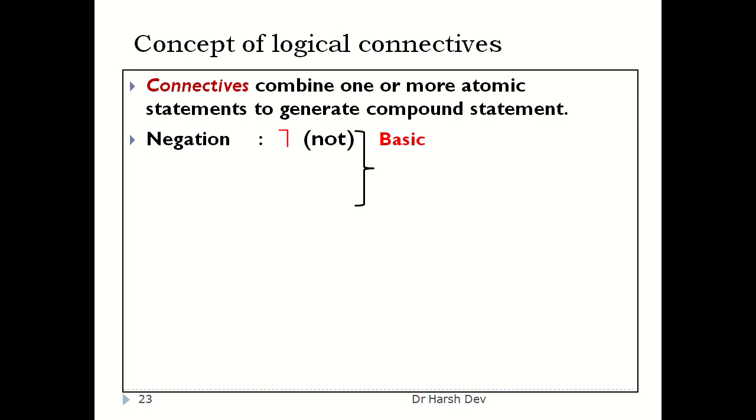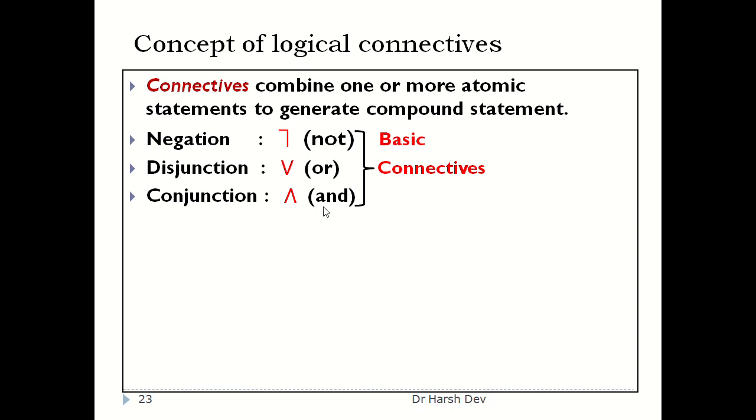Not is replaced by this type of symbol, which is also called a negation. Similarly, or is replaced by this symbol, which is called a disjunction. Conjunction is the symbol we use in place of and. Why are they called connectives? Because they are used to connect the given statements. These are known as basic connectives, but there are many more connectives.